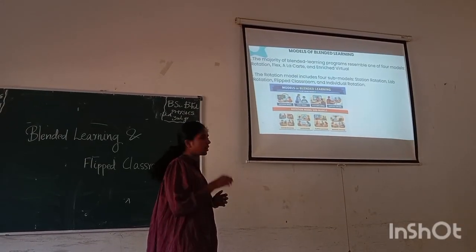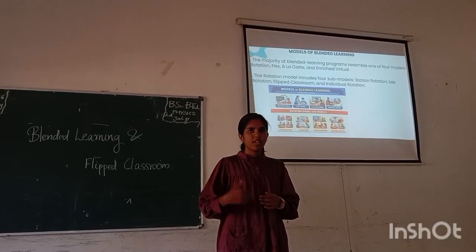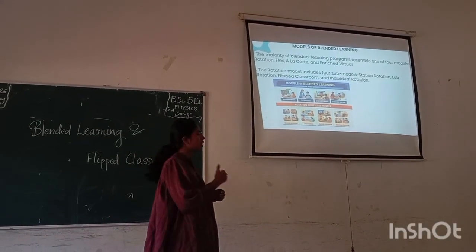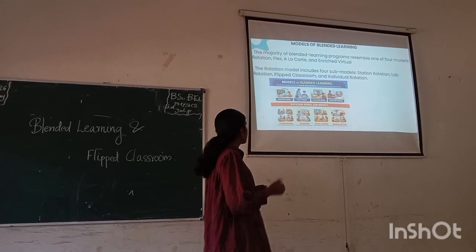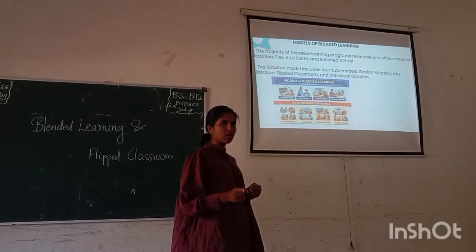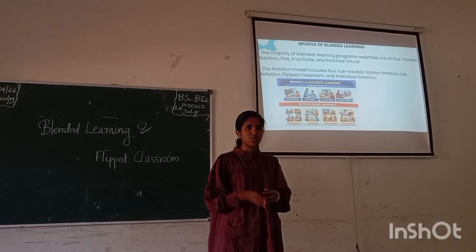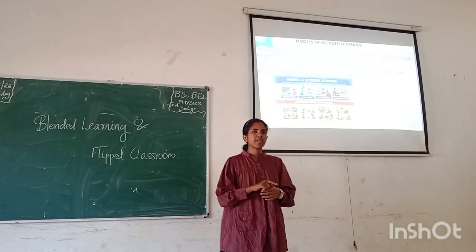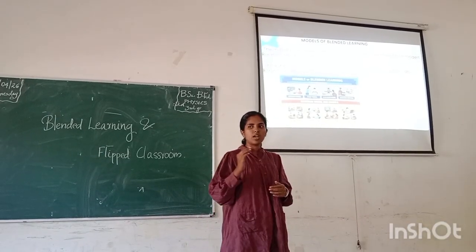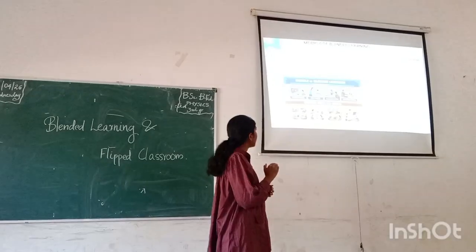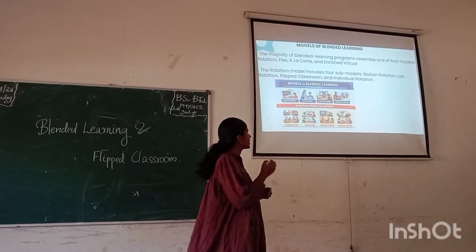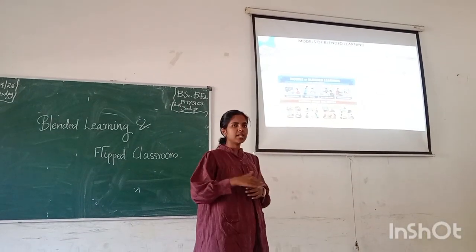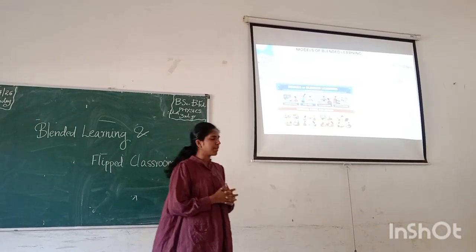The rotation model includes four submodels, and there is not much difference between them. The submodels of the rotation model are station rotation, lab rotation, flipped classroom, and individual rotation. Flipped classroom I will explain after this in detail. Station rotation, lab rotation, and individual rotation I will explain here itself, and flipped classroom in detail as the next part.